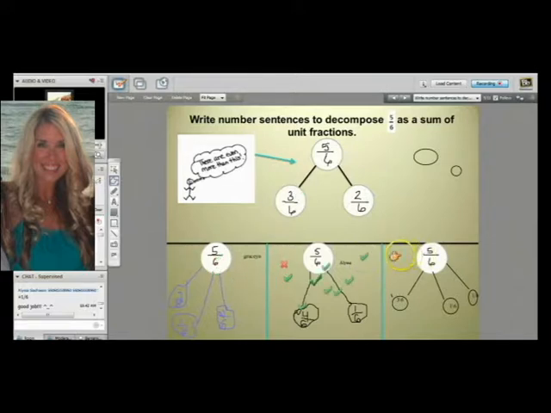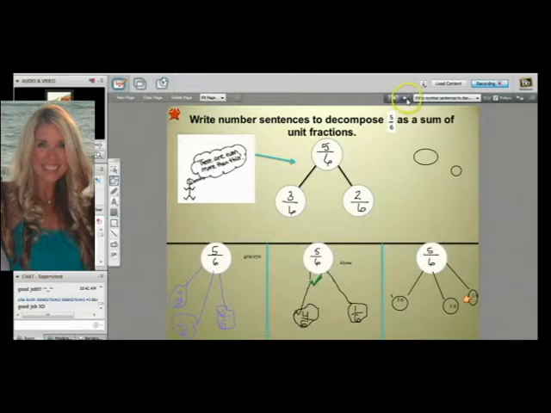Great job. Now let's check number 3. Is Alaska's correct? We have 3/6 plus 1/6 plus 1/6 plus 1/6. Great job, everybody. Yes, they are all correct, so I'm super proud of you guys. And there are other ways. You could have done 1/6 plus 1/6 plus 1/6 plus 1/6 plus 1/6.